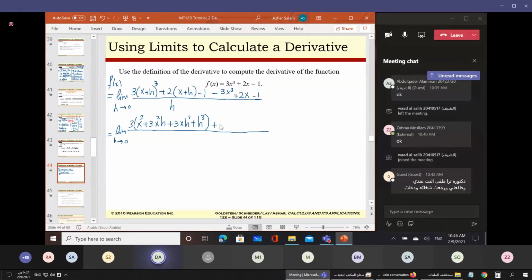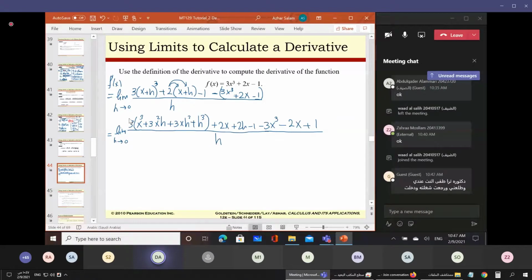Then plus 2x plus 2h. I just distribute this 2 inside this bracket, minus 1. Now I will just distribute this sign inside this bracket, which will be minus 3x cubed minus 2x plus 1. Okay, all divided by h.